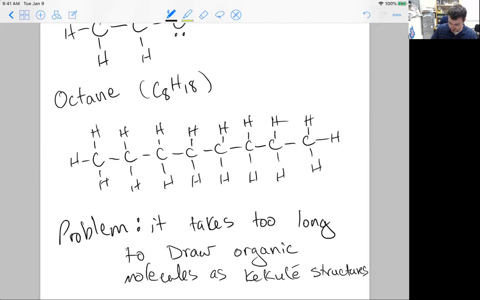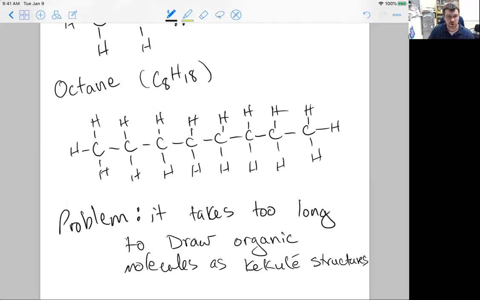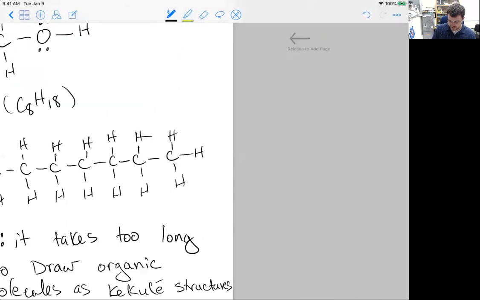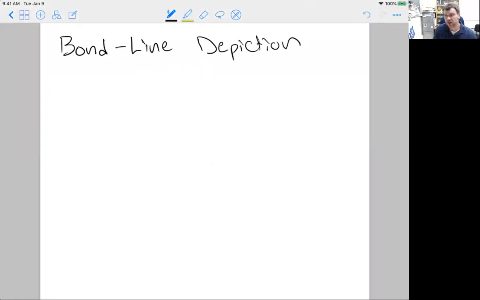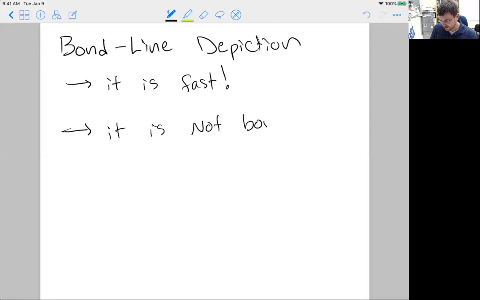So let's introduce a new form of bonding, and it's really the best and the fastest way. Going on to another page, there is the bond line depiction, or bond line structures. Bond line depictions have a lot of advantages. If you draw molecules as bond line structures, you can get them done faster. So drawing the bond line depiction is fast. Additionally, I believe it is not boring. It was just so boring to write C's and H's when we were looking at ethanol and octane. My students have told me it's not boring. It's just less boring. Whatever. To each their own.